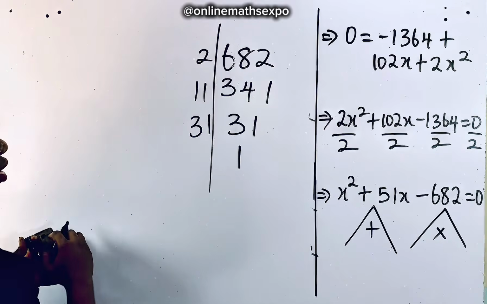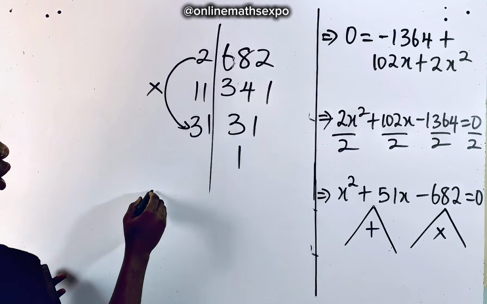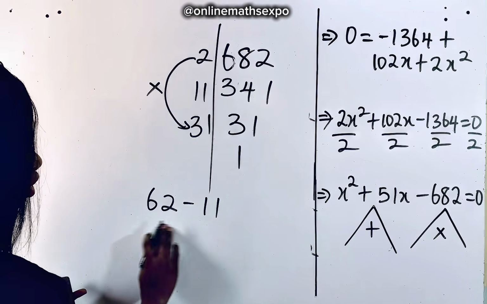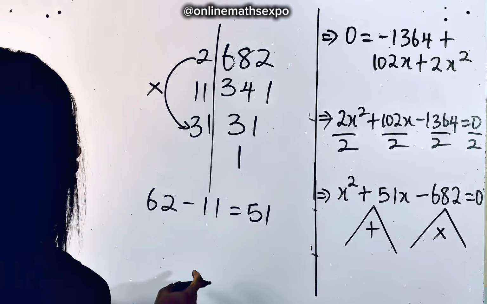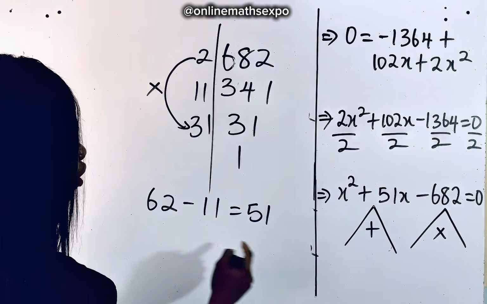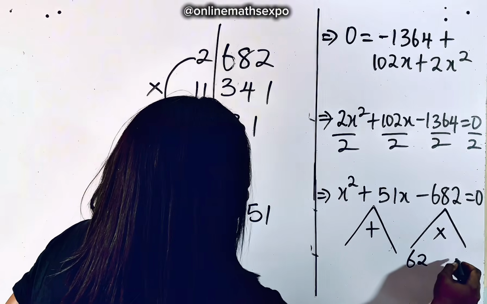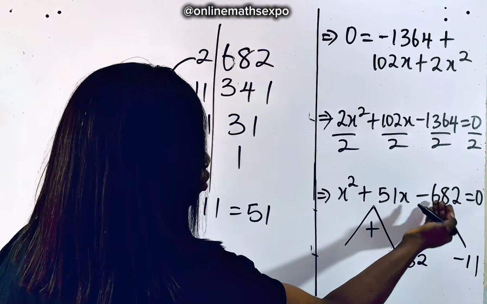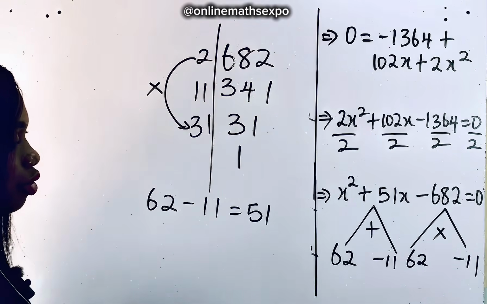Now, what do you do next? Let's pair this. If you multiply this and this, it gives you 62. And 62 and 11, when you subtract this, you see it gives you 51. So in that case, the two numbers we are going to use are positive 62 and negative 11. So that when you multiply this, it gives you back this. And when you subtract this, it gives you back 51.